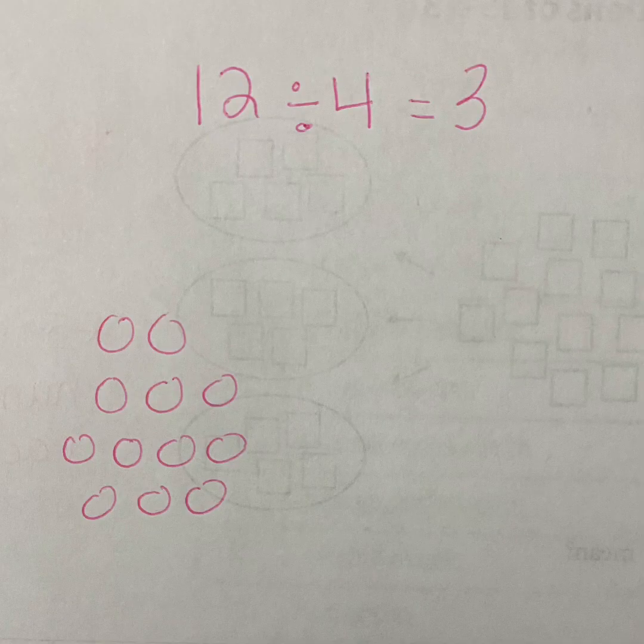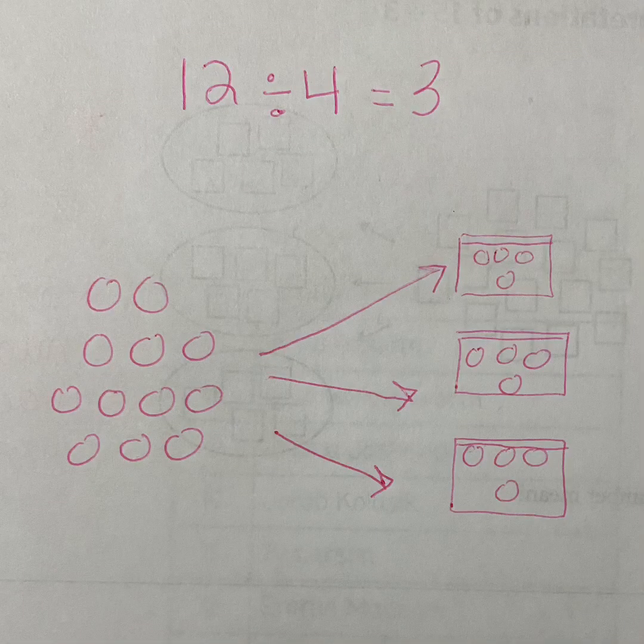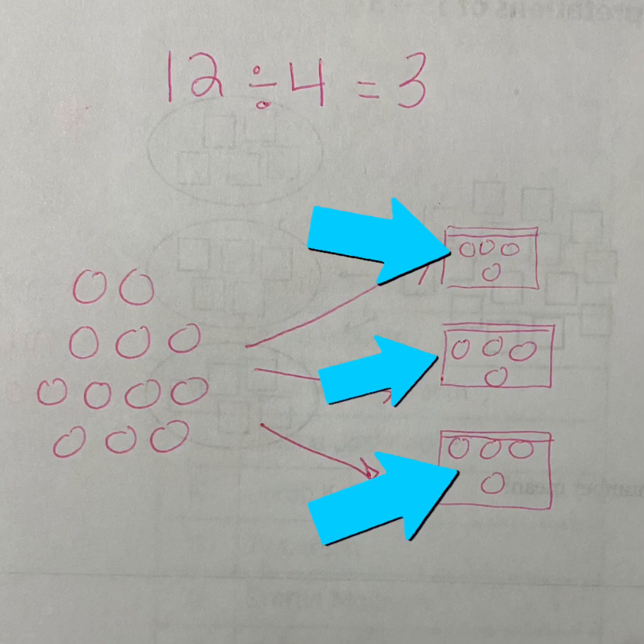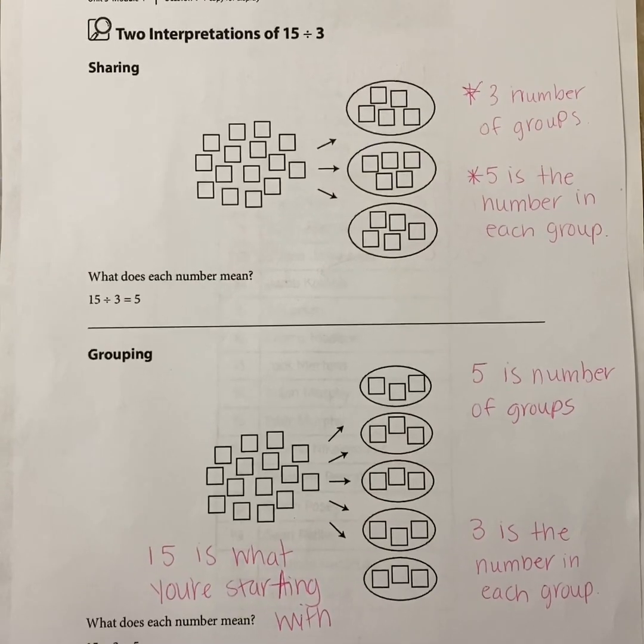Going back, we have the same number of cookies. So we know our quotient, no matter what, is going to be 3. This time, though, 4 represents how many were in each sack. So I drew some Ziploc bags and I filled them with 4. So there were 4 in each sack. So is this grouping or sharing?